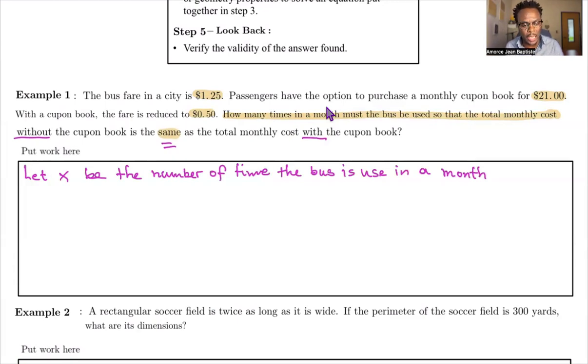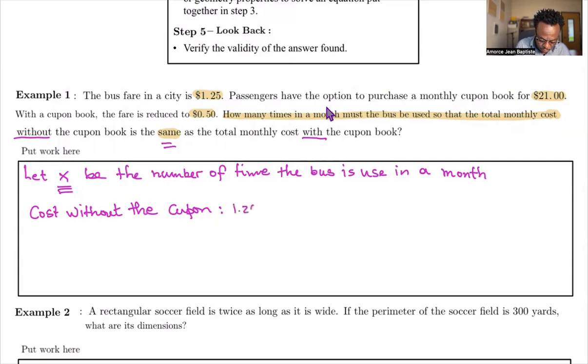Now, X is the number of times the bus is used in a month. If I know the number of times it's used in a month, I can find the cost for a passenger who did not use the coupon book. So the cost without the coupon book: X is the number of times it's used, and 1.25 is the amount you pay each time you use it. So it will be $1.25 times X. That's the cost for a month without using the coupon book.